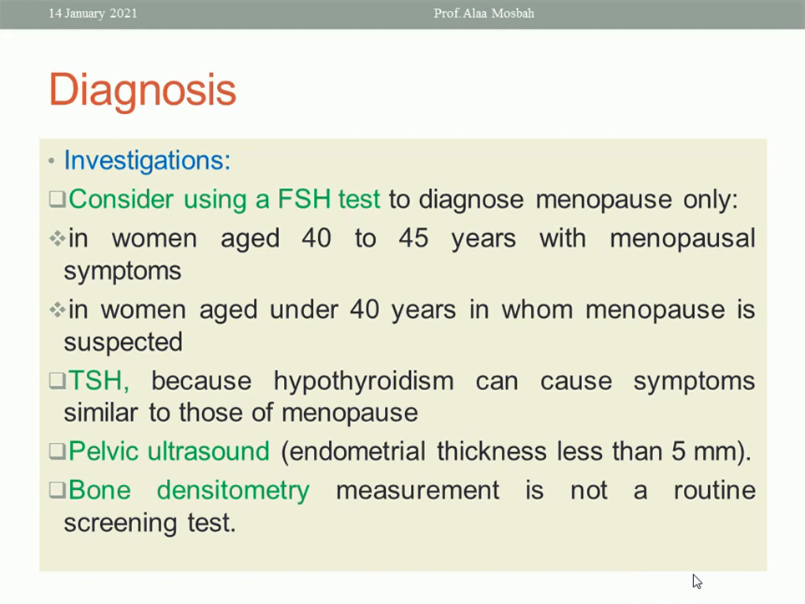Investigation, you may need to do serum FSH to diagnose menopause if the lady is between 40 to 45 with menopausal symptoms, and you will find the FSH higher than 25.